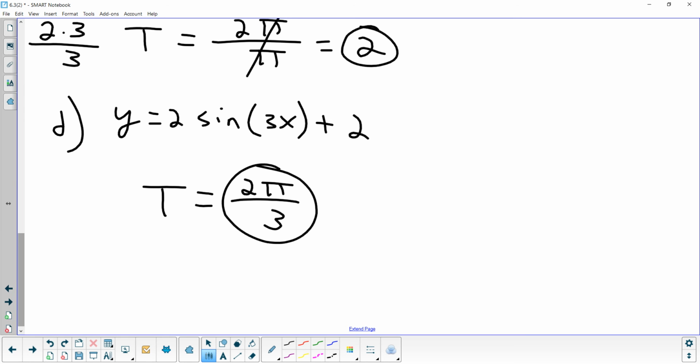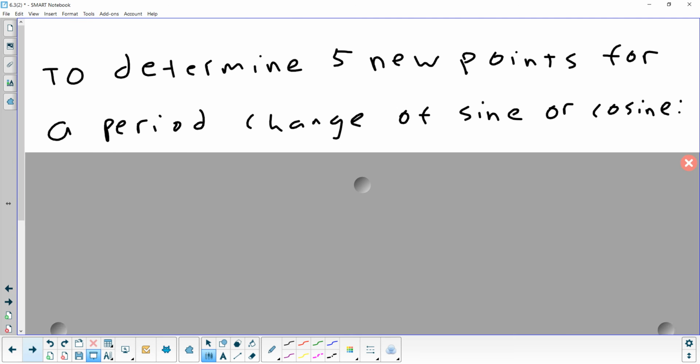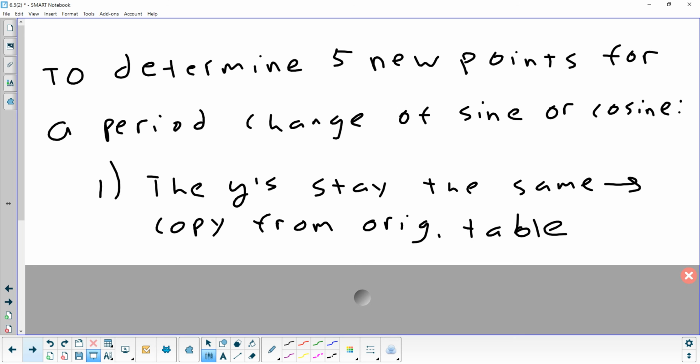So when we stretch or compress horizontally, what values did we say are changing? The x's. So the y's are staying the same this time.